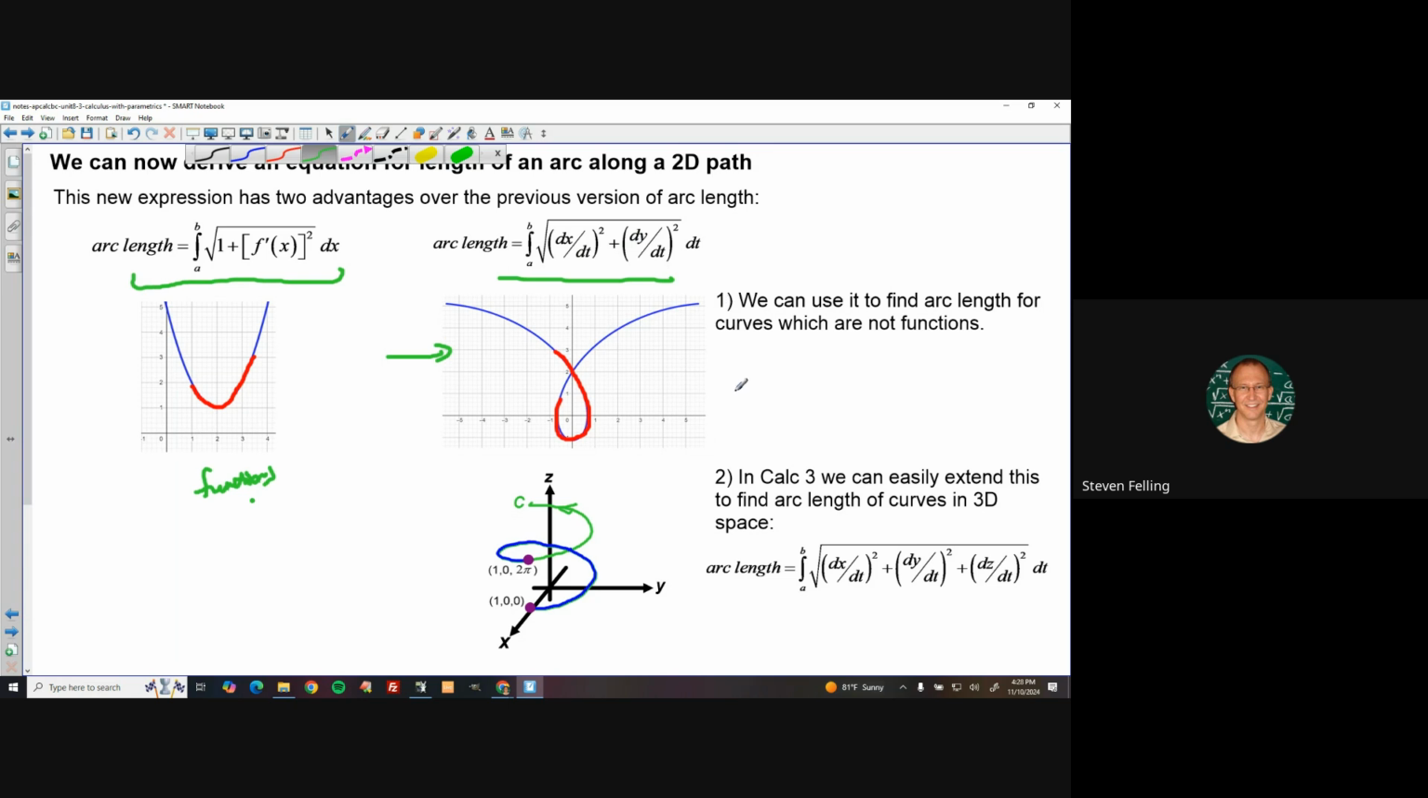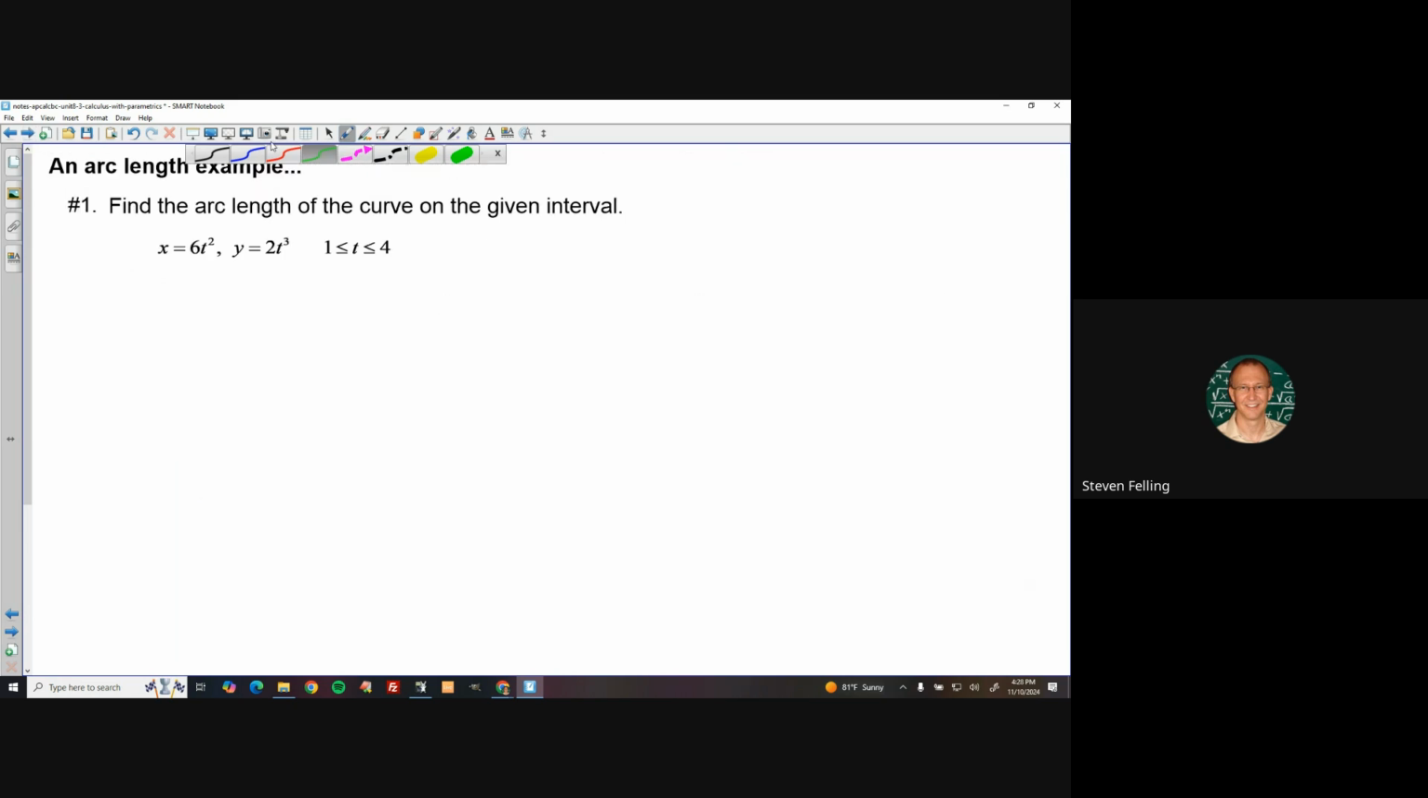And the second thing is, in next year in Calc 3, we can easily extend this into 3 dimensions by just adding another term for the z direction so that x, y, and z are all in terms of t. And that means we can have what we call space curves that curve around in 3D space. And we can use this equation to find the lengths of paths in 3D space instead of just 2-dimensional space, right? So really a lot more flexible definition. But the nice thing is it's very easy to use and a lot easier than the previous example.